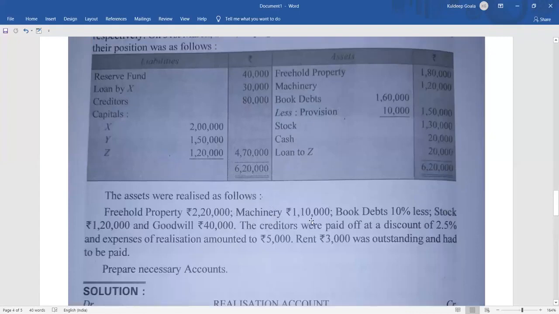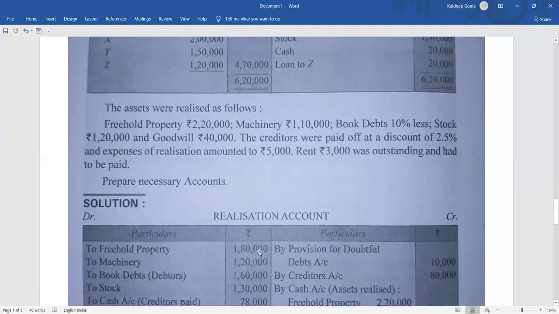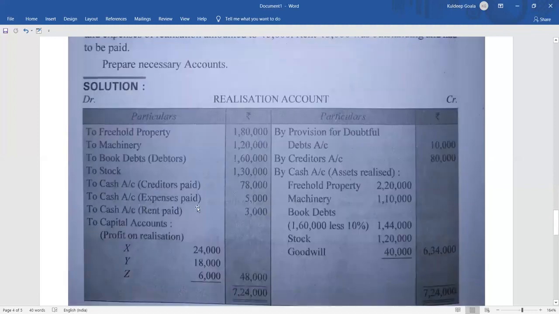Then coming to the next one, realization expenses was how much? 5,000. So what will be the entry for that? Remember, always give the realization expenses entry separately. First you can give all the assets together, all the liabilities together, but show the realization expenses separately. So realization account debit, right? It's a loss. Realization account debit to cash account 5,000. So realization debit side to cash account, realization expenses paid 5,000.